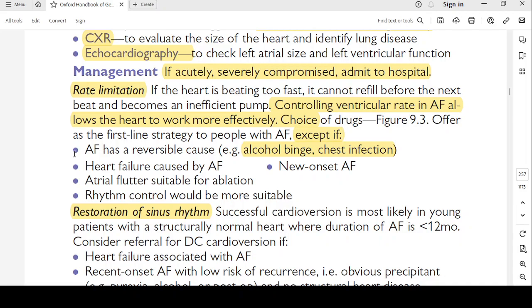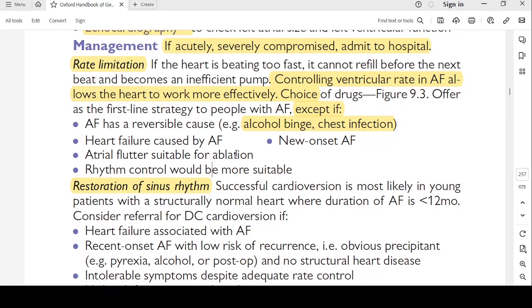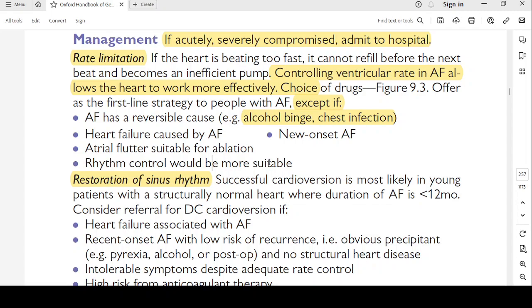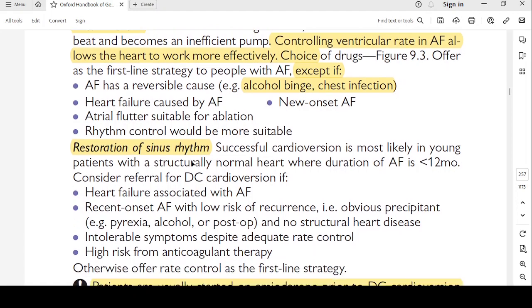Exceptions: if atrial fibrillation has a reversible cause like alcohol binge or chest infection, you will do rhythm control. If there is a secondary heart failure due to atrial fibrillation, you will control the rhythm first. New onset atrial fibrillation, control the rhythm. Atrial flutter suitable for ablation, you control the rhythm. In whichever other causes, rhythm control would be more suitable. Restoration of sinus rhythm, that is rhythm control.